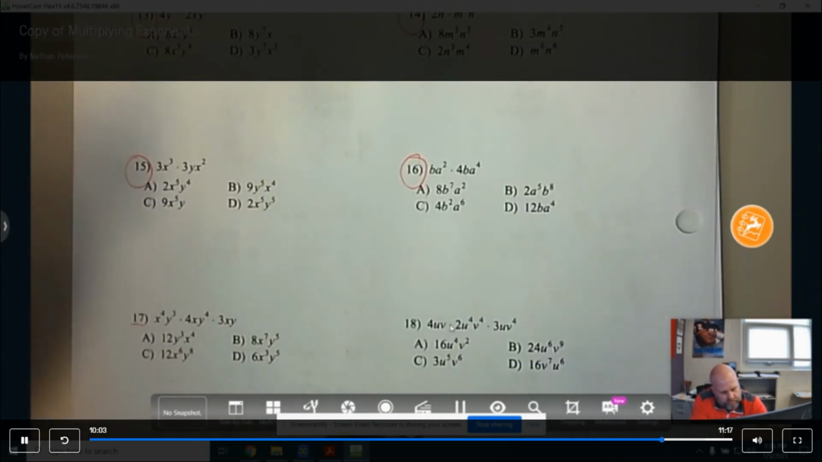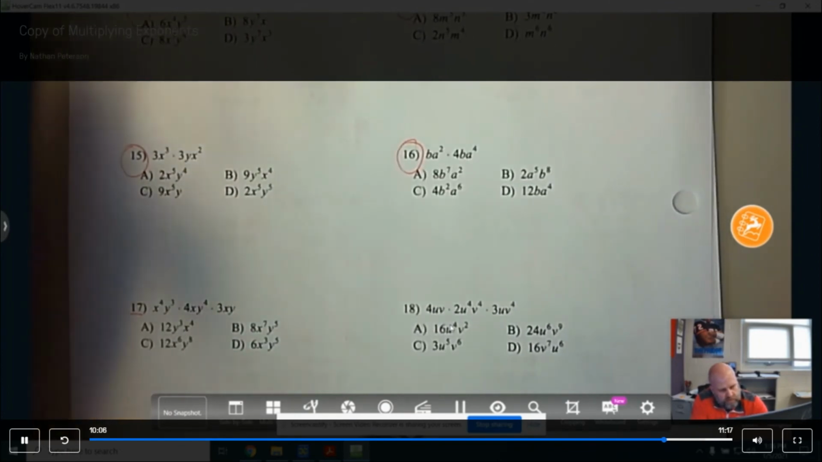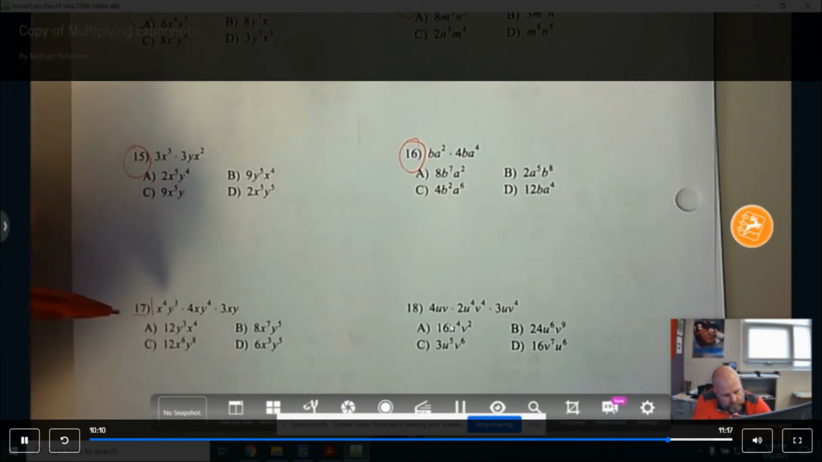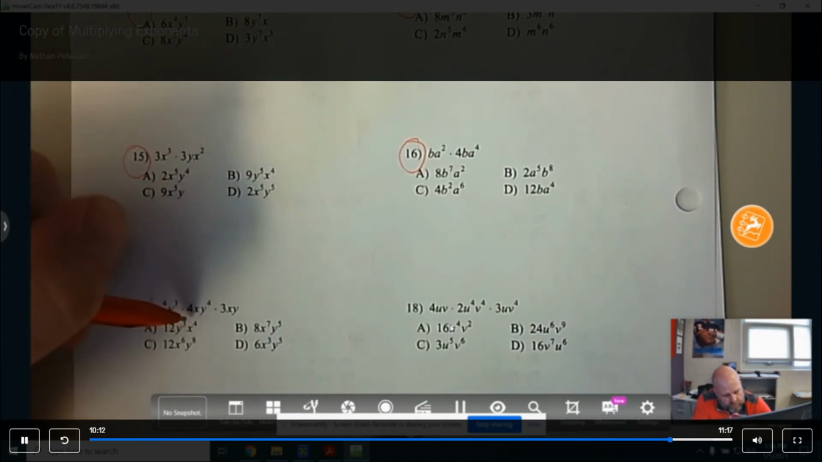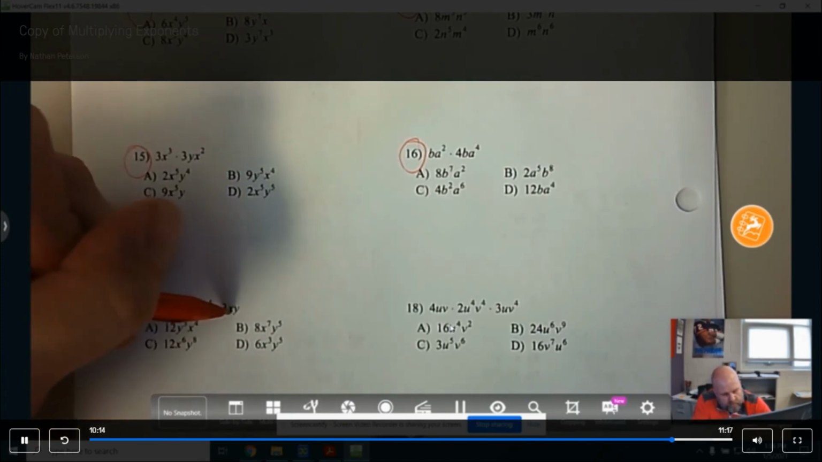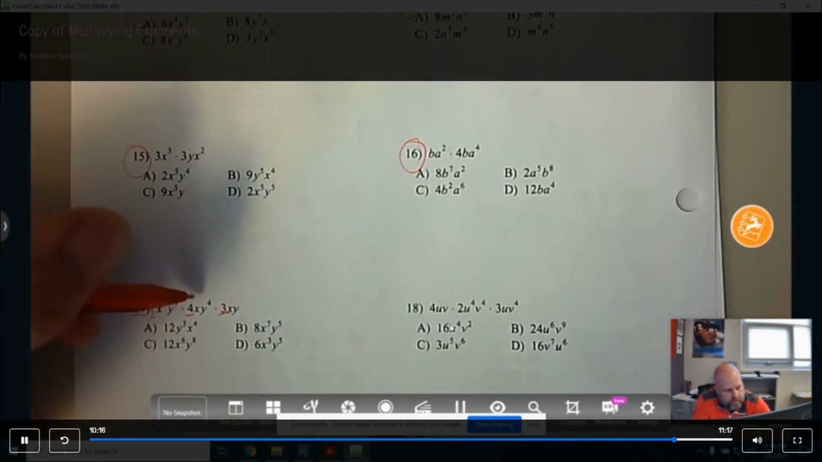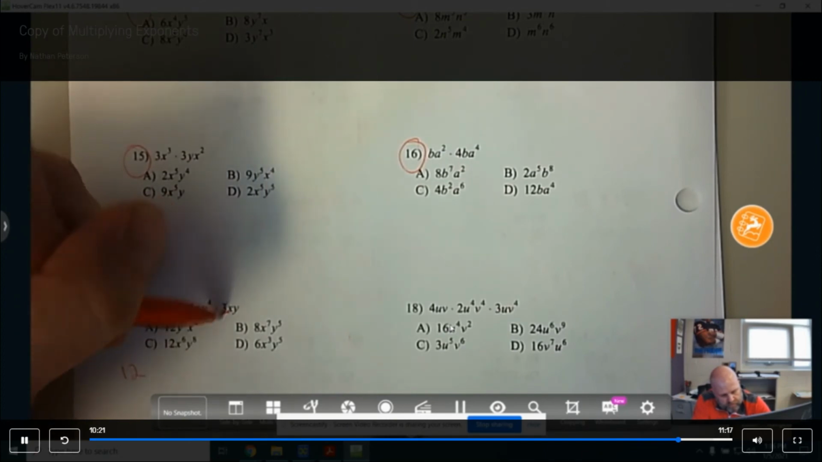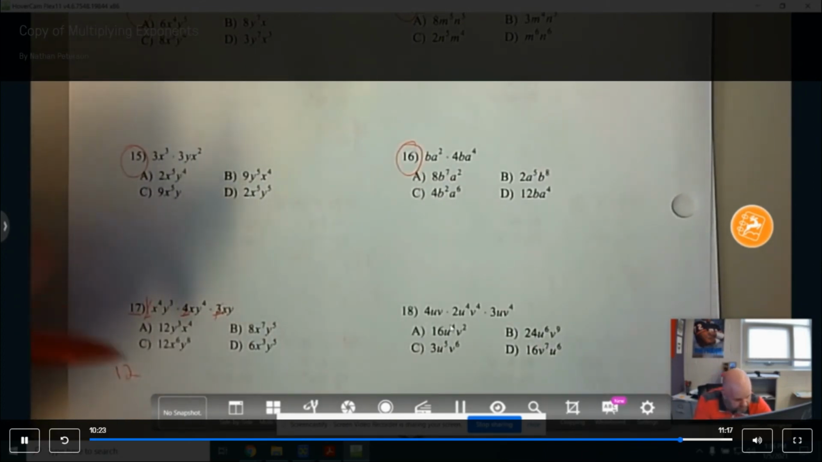Okay, let's do 17 together. So 17, we have no coefficient in front here, so that's really a 1. So you've got a 1 times 4 times 3. 1 times 4 is 4, times 3 is 12. So I know I use those up. And then I look for my x's.